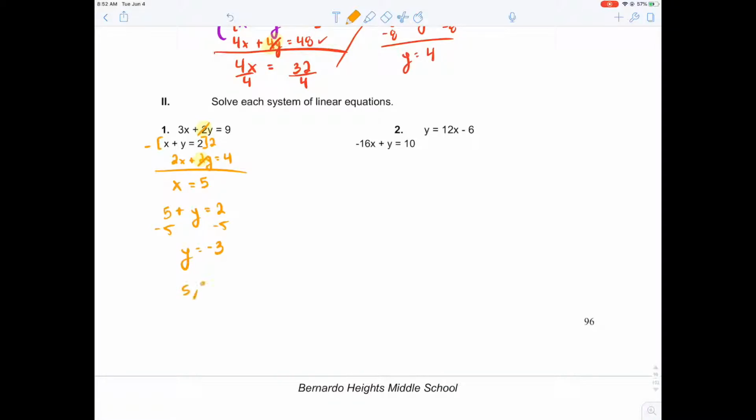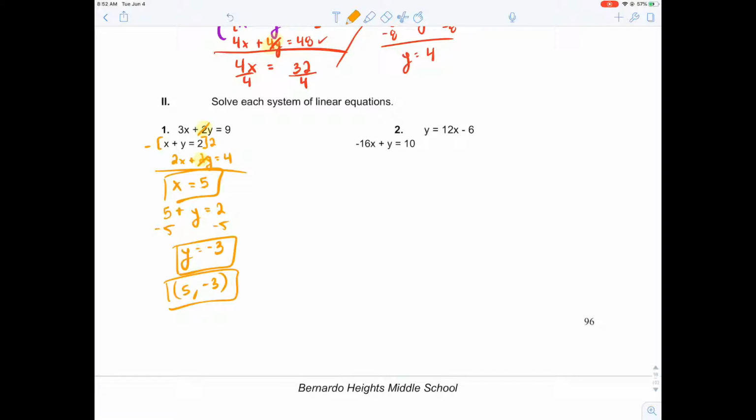So my solution is 5, negative 3. You guys can write your solutions as coordinate pairs. Or if you want, I've always written them just like x equals 5 and y equals negative 3. But whatever floats your boat. Unless it tells you to write them as a solution or as an ordered pair.